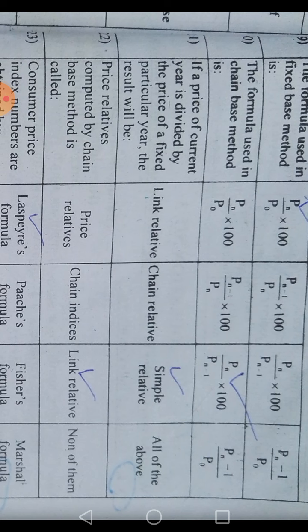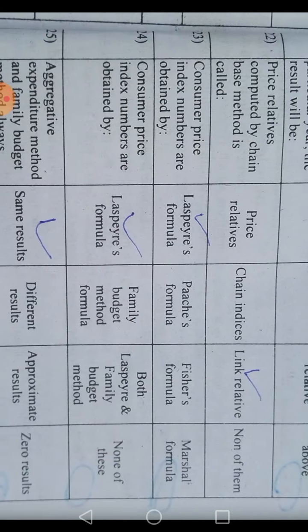The formula used in the fixed base method is Pn divided by P naught multiplied by 100. The formula used in the chain base method is Pn over Pn minus 1 multiplied by 100. If the price of the current year is divided by the price of a fixed particular year, the result will be a simple relative. Price relatives computed by the chain base method are called link relatives.